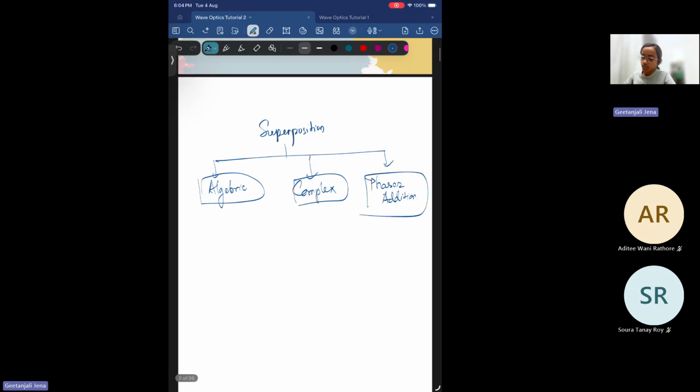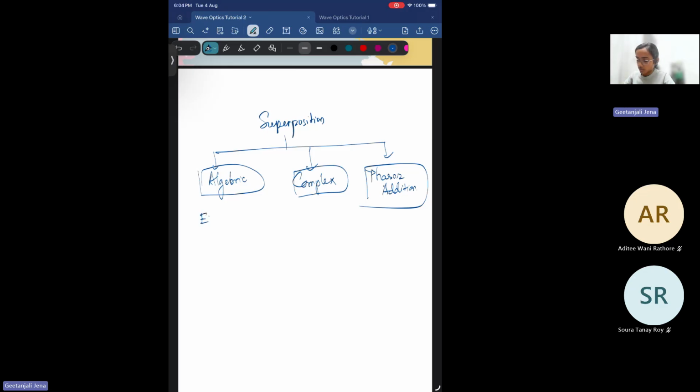For the algebraic method, we express each electric field or magnetic field wave as E_j0 cos(k x_j minus omega t plus phi_j). So we express it as a harmonic wave. In the complex method, we express the same expression in complex form. So E_j is now the complex quantity, E_j0 e to the power i(k x_j minus omega t plus phi_j).